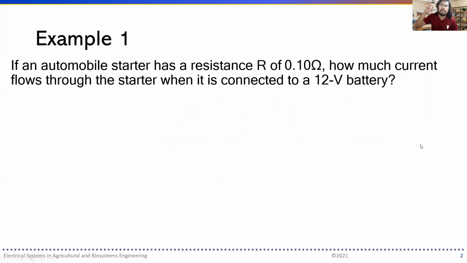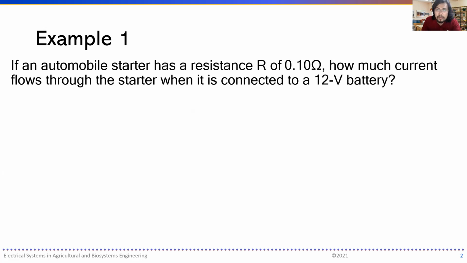We have a circuit where we have a starter connected to a 12-volt battery, and the starter behaves like a resistor, so it has a resistance of 0.1 ohm. So we compute for the current across this starter.